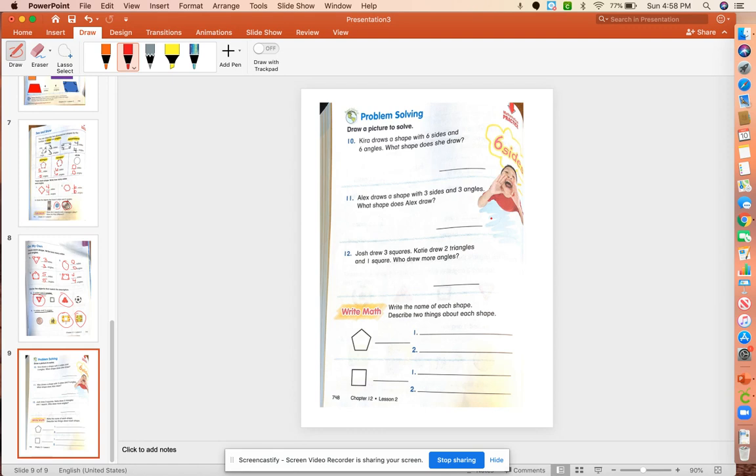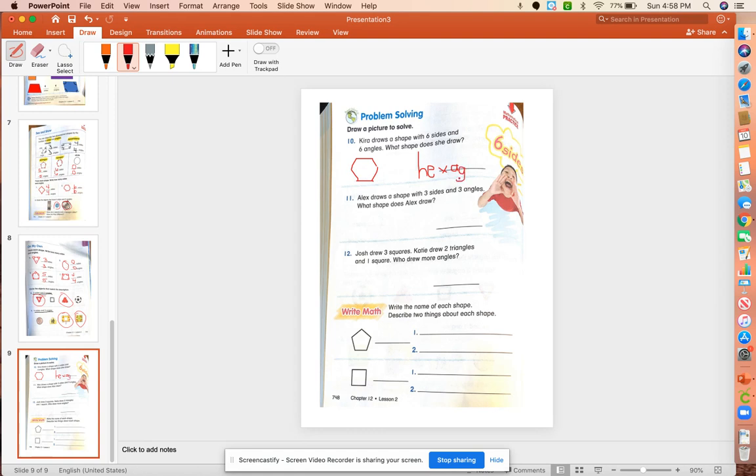It says, for number 10, Kira draws a shape with 6 sides and 6 angles. What shape does she draw? 6 sides and 6 angles. 1, 2, 3, 4, 5, 6. Does anyone remember what this shape is called? If you said hexagon, you are correct.